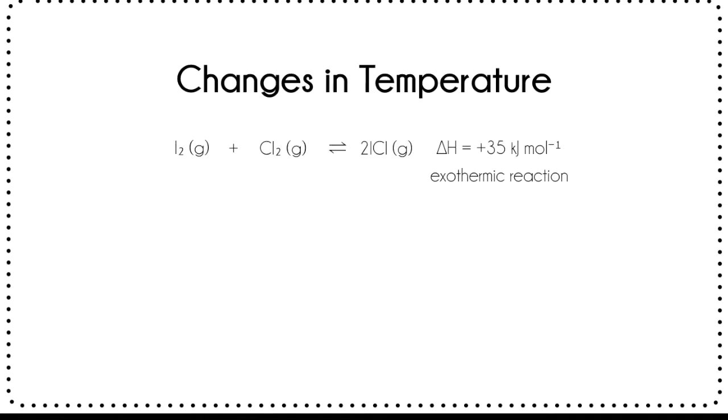Now, in my definition of equilibrium, it's stated that the rate of forward reaction is the same as the rate of reverse reaction. So what it means is that the rate of forward reaction is the reaction that's going to the right, and the rate of reverse reaction is the reaction that's going to the left. So the arrow that points to the left is the rate of reverse reaction, and in this case we see that the reverse reaction is an endothermic reaction.